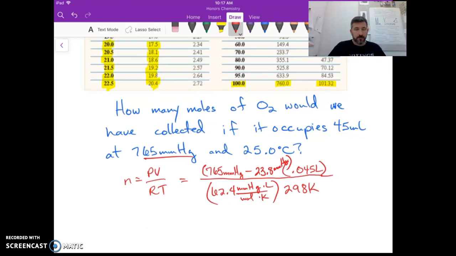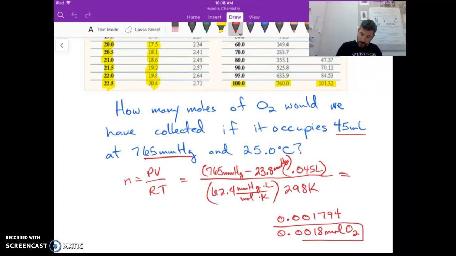And let me go ahead and get out the calculator. Okay, so it looks like I get 0.001794, which looks like I only need 2 sig figs because of the volume being 2 sig figs. So 0.0018 moles of O2. So you can see there that, depending on the temperature, 23.8 being subtracted from 765 is probably not going to change your answer a whole lot because it's a relatively small percentage of the total pressure. But it might change it a little bit.